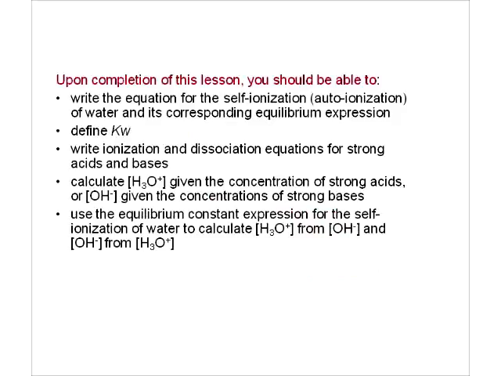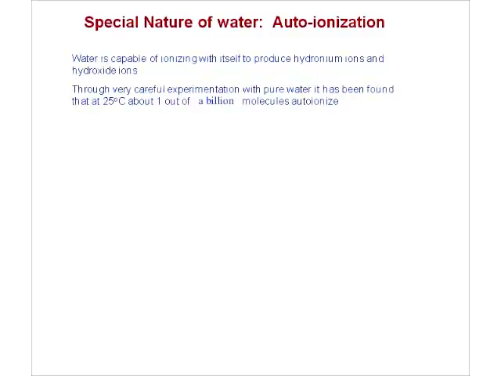Here are the outcomes for this lesson. We want to consider the special nature of water, the ability for water to auto-ionize with itself. And what we mean by that is we learned in the last couple of lessons about the Bronsted-Lowry definitions of acids and bases. And we found out that water is one of these special acids and bases that are considered to be amphoteric. In any given condition, water is capable of giving away a hydrogen, acting as an acid, or it can accept a hydrogen and act as a base.